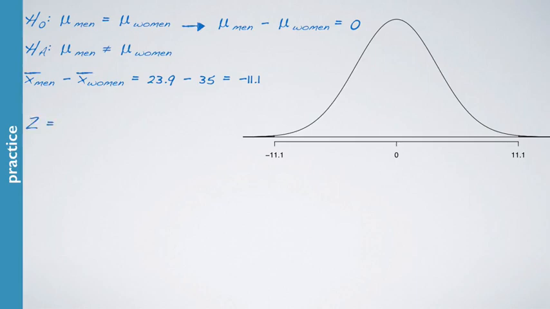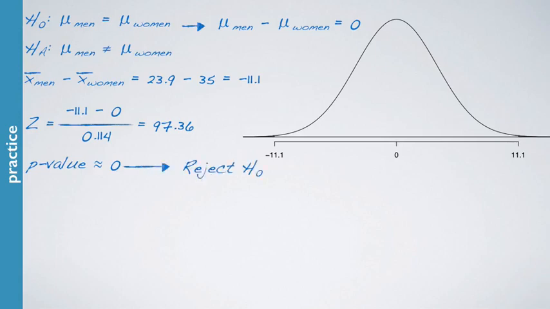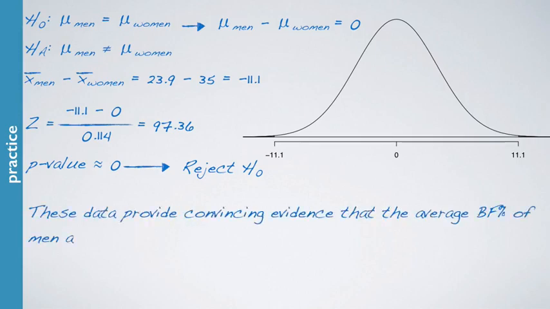The z-score is calculated as the point estimate minus the null value divided by the standard error, and that is one huge z-score of 97.36. With such a huge z-score, the p-value is bound to be really, really tiny, which is going to result in us rejecting the null hypothesis. And in context, what we would then determine is that these data provide convincing evidence that the average body fat percentages of men and women are indeed different from each other.